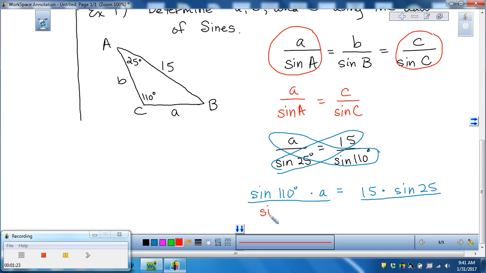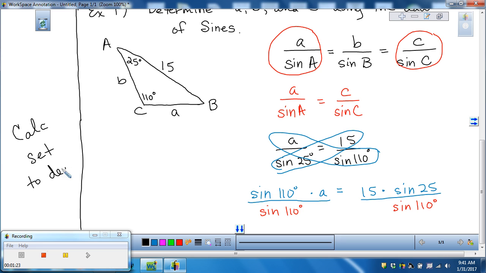And once you do this, you would then put it in the calculator to finish solving it, making sure that, just like before, the calculator is set to degrees. If it's not, you will get the wrong answer. So we put this into the calculator, and we get that a is approximately 6.7. You're just going to put it in the calculator just like it looks. 15 times sine of 25 divided by the sine of 110. Go ahead and record this, and we'll do one more example.